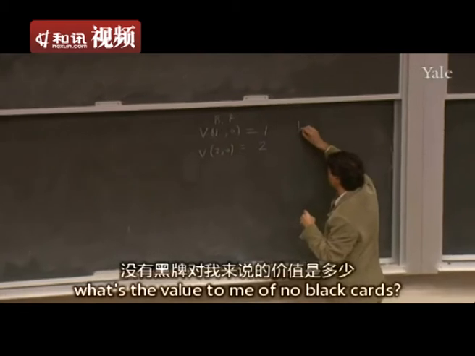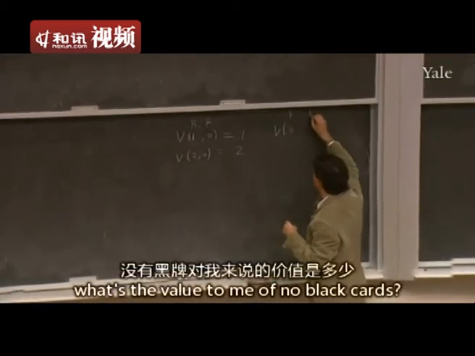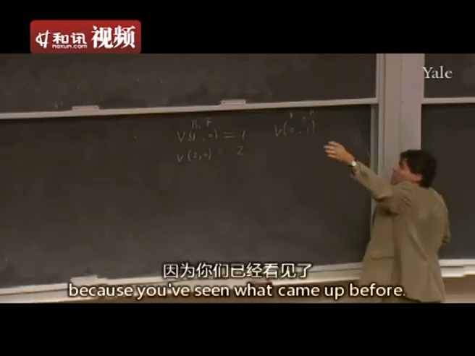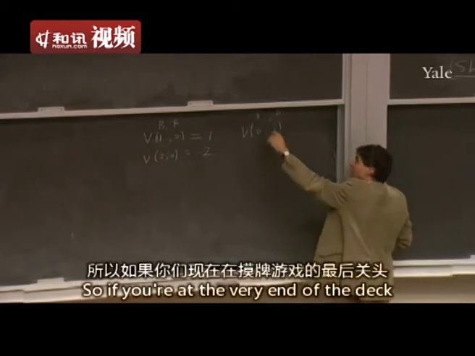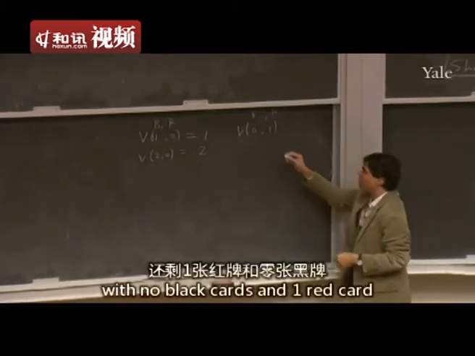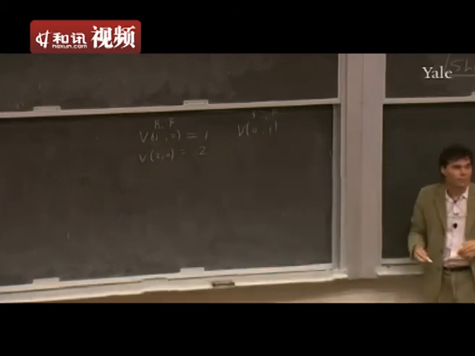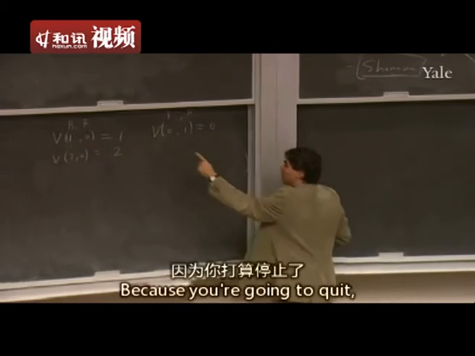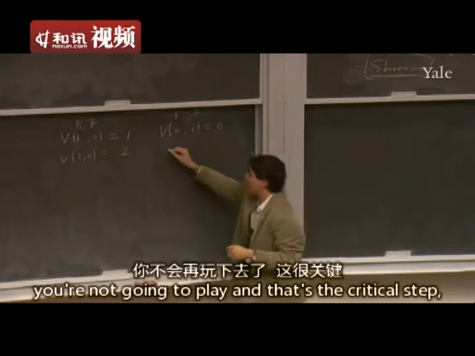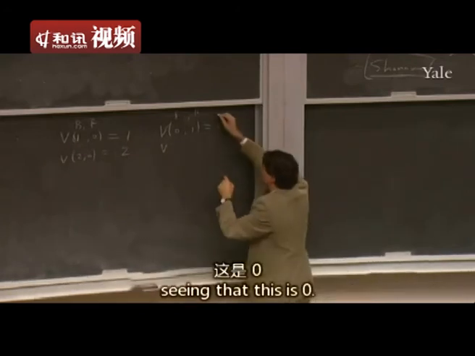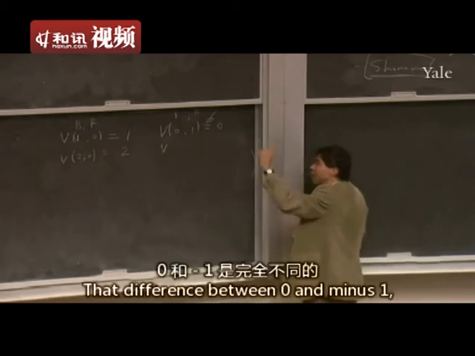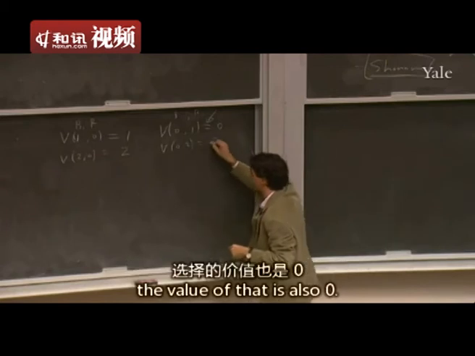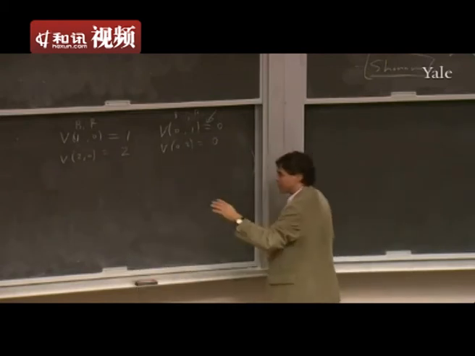And I also know the value to me of no black cards and 1 red card. You know at every stage what's left in the deck because you've seen what came out before. So if you're at the very end of the deck with no black cards and 1 red card, what's the value of that position to you? 0. Not -1, 0. Why is that? Because you're going to quit. You're not going to play. That's the critical step. Someone said -1, but that difference between 0 and -1 is the whole heart of the thing. So with 0 black and 2 red, the value is also 0. You're just going to quit, okay?